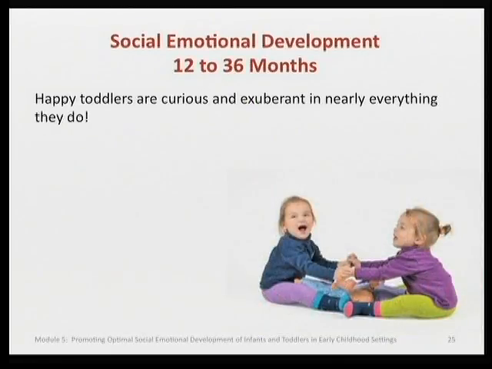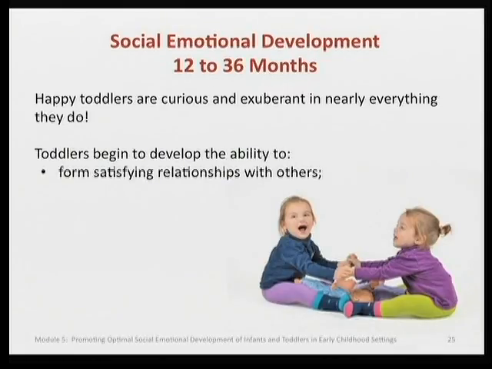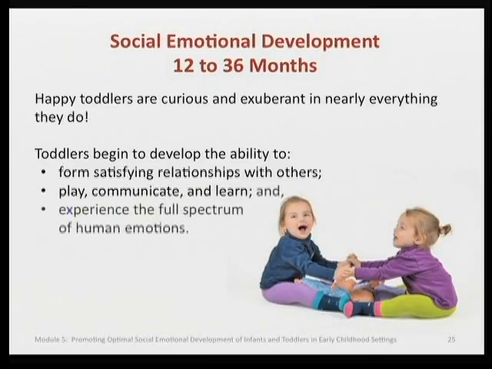Happy toddlers are curious and exuberant in nearly everything they do. Toddlers are discovering the world, using their senses to purposely explore everything they can. They enjoy making things happen, such as dropping a ball to watch it bounce, sometimes down a toilet. Completion of simple tasks gives them pleasure and a sense of accomplishment and independence. Toddlers are beginning to develop the ability to form satisfying relationships with others, play, communicate, and learn, and experience the full spectrum of human emotions.